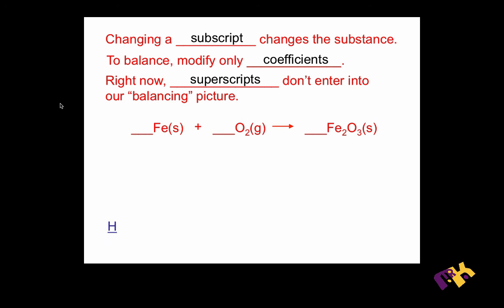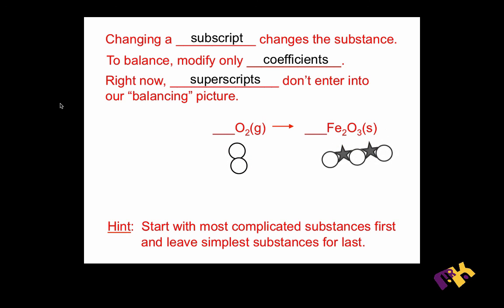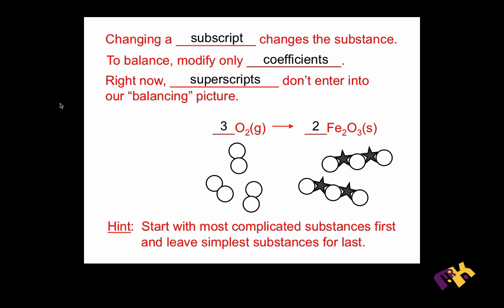So really, to balance this properly, we simply start with the most complicated substance first and leave the simplest substance last. It's very simple for us to take care of oxygen first, to balance it with the Fe2O3, make the odds even. That would allow us to make it match on the left-hand side as well with 6 oxygens on either side of our equation. And then finally, we can clean up with the element that's all by itself, noting that we need 4 of these to make things work.